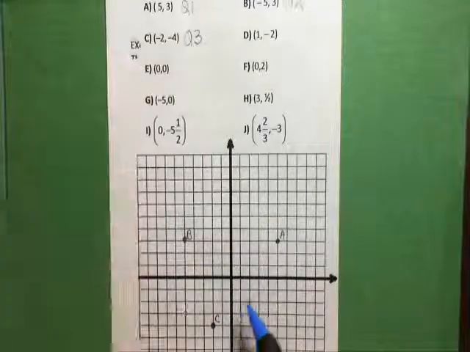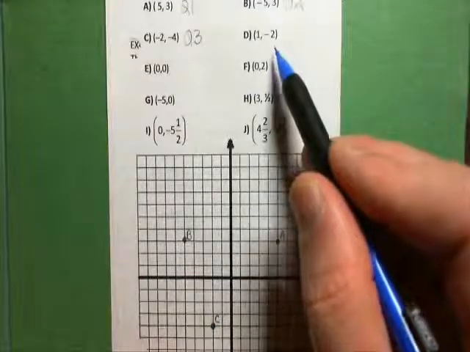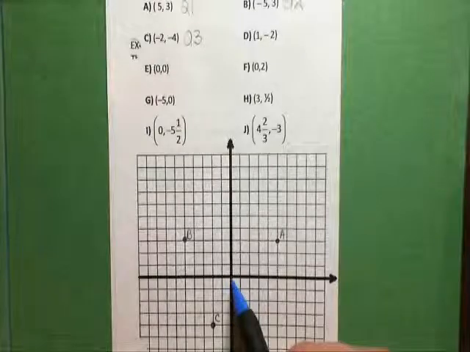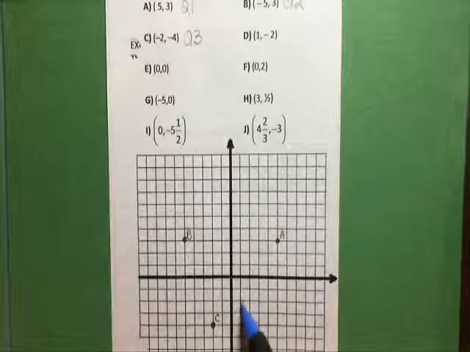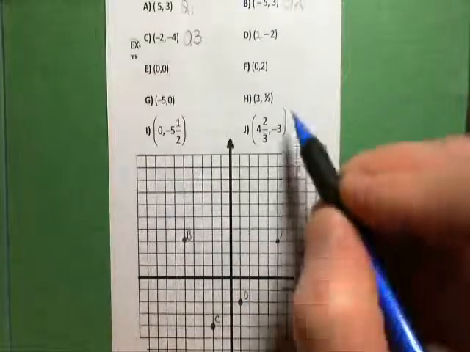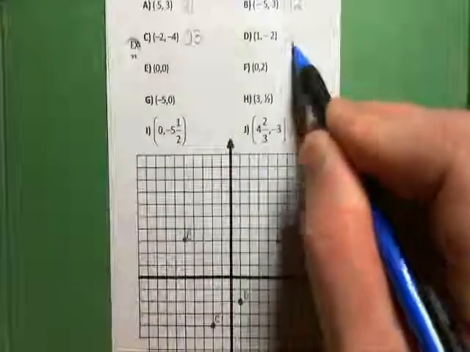Alright, let's do the next one, which is D: 1, -2. We're going to go 1 and then down 2. So this will be point letter D. And what quadrant is that? This is quadrant 4.